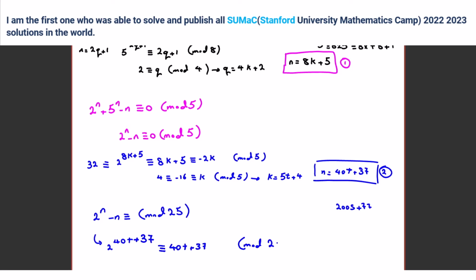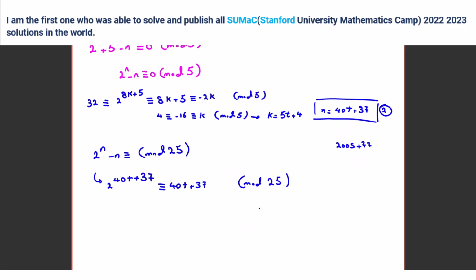Do you know Euler's totient function? Yeah. 2 to the phi of 25 is 1. Phi of 25 is 25 times 4 over 5, which is 20, right? Yeah. So 2 to the 20 is 1 mod 25. So here we can say 2 to the 37 is 2 to the 17. 40t is, we can say, negative 10t. 37 is plus 12, right?